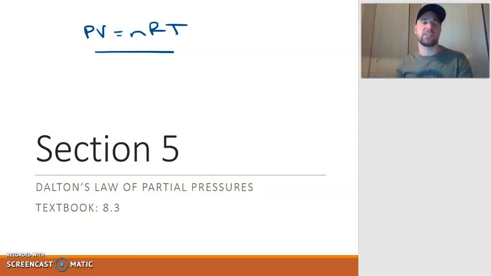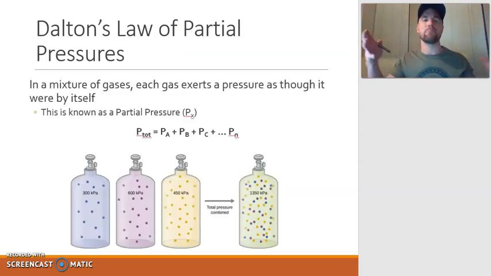In this final section with Dalton's Law, we are now looking at when gases mix together. So in a mixture of gases, Dalton's Law states that each gas is going to exert a pressure as though it were by itself. This is known as a partial pressure.